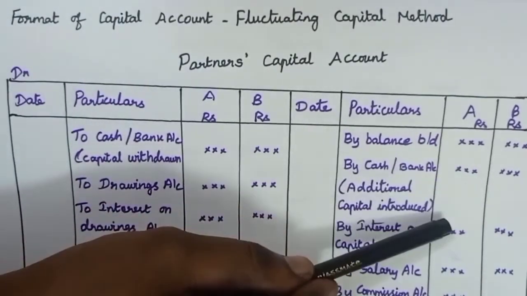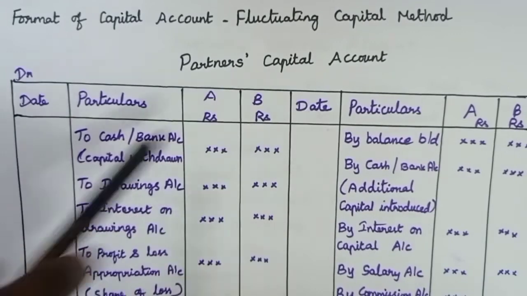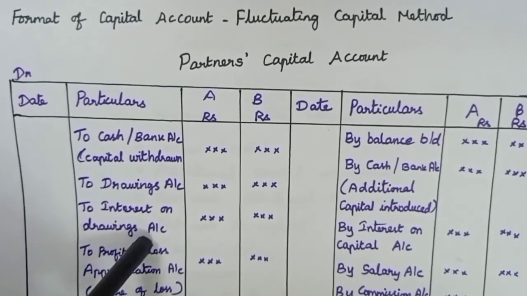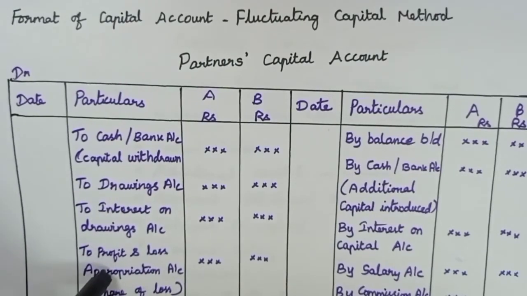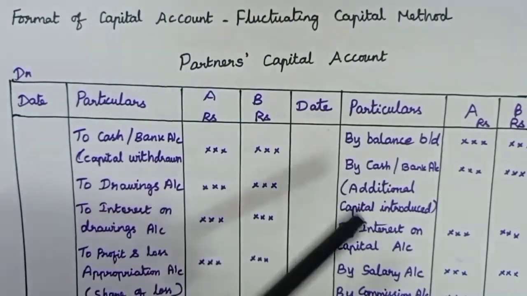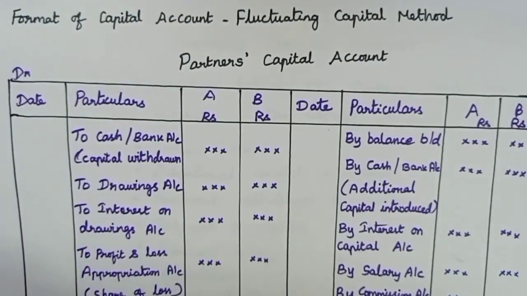On the debit side of the partner's capital account, we have to record partner's drawings, interest on drawings and share of loss of the partner. Under this method, the partner's capital account may show either credit balance or debit balance.